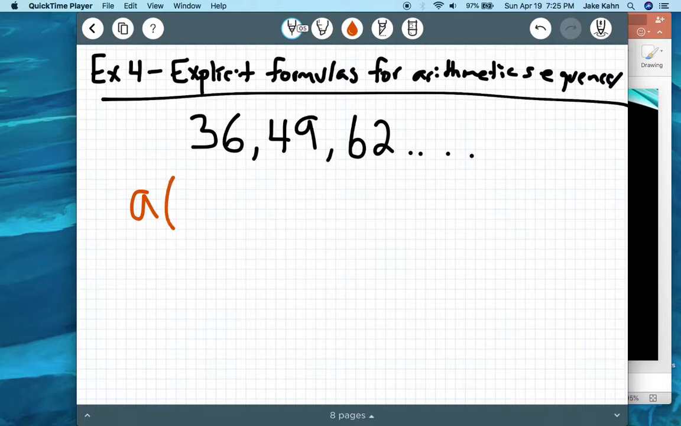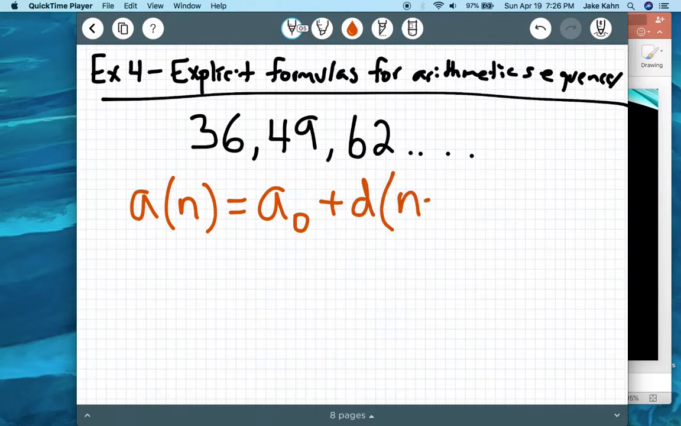A of n is equal to a sub naught plus d times n minus 1. A sub naught, again, is your first term. So a sub naught in this example is equal to 36. D is your common difference.